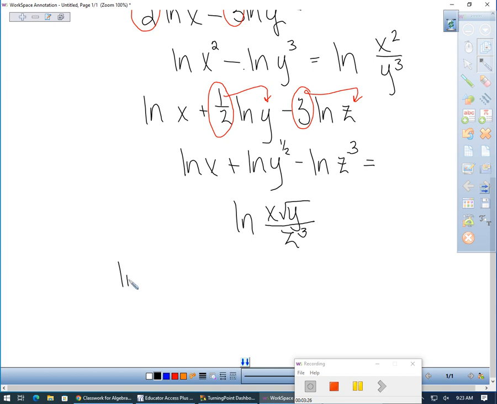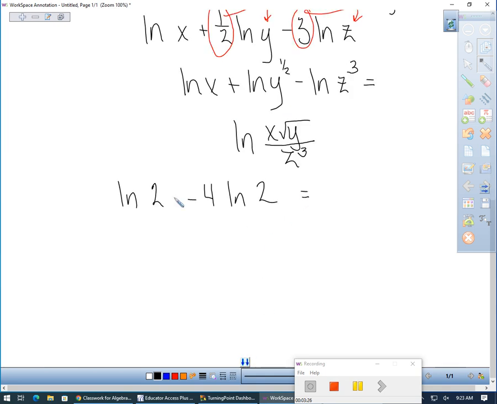Let's say I have the natural log of 2 minus 4 natural log 2. Well, there's a couple different ways to think about this. This is actually saying I have 1 natural log 2 minus 4 natural log 2. Or we could say this is negative 3 natural logs of 2. And then we can take this beautiful coefficient and make it its exponent. So we would have the natural log of 2 to the negative 3. And we all know that a negative exponent drops that to the bottom. So we get the natural log of 1 over 2 to the third, or 8.